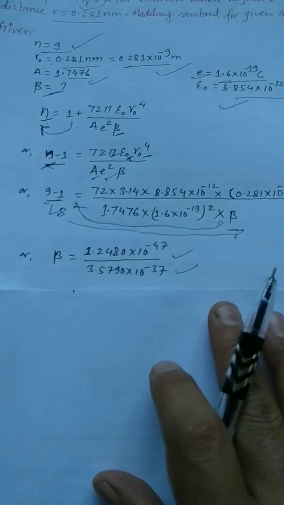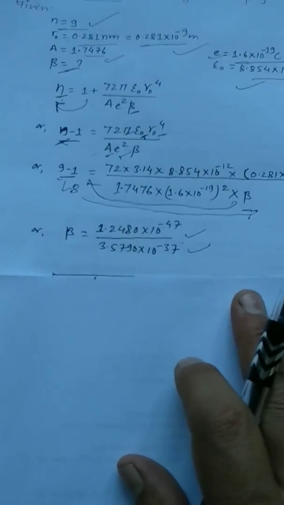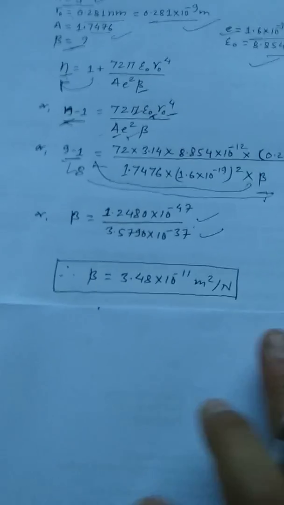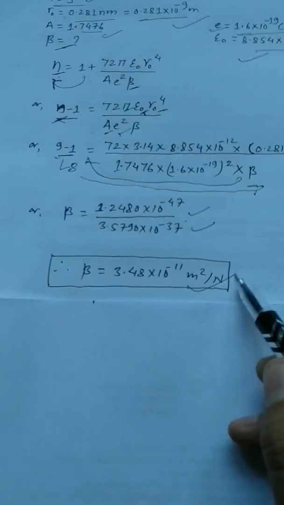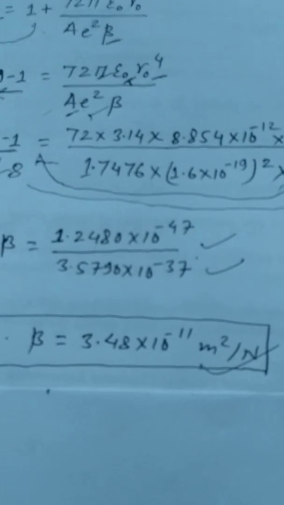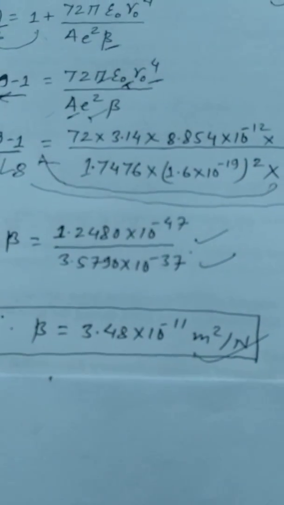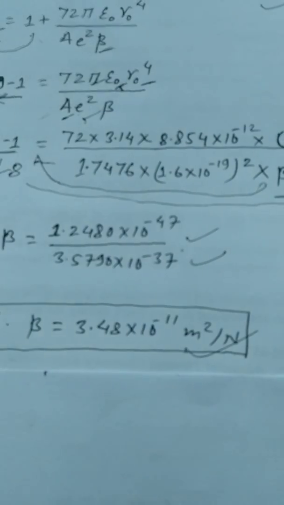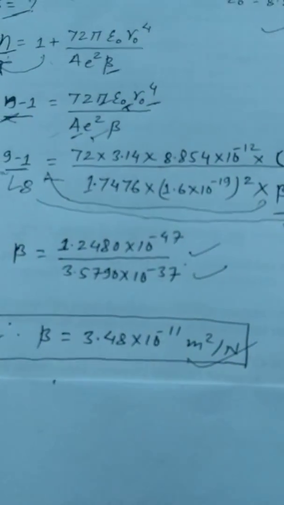There are two values, and after calculation of this value, we obtain here value of beta, that is compressibility factor, and this is equal to 3.48 multiplied by 10 to the power minus 11 meter square per newton. This is the value of compressibility factor.